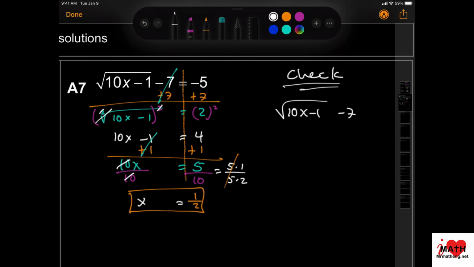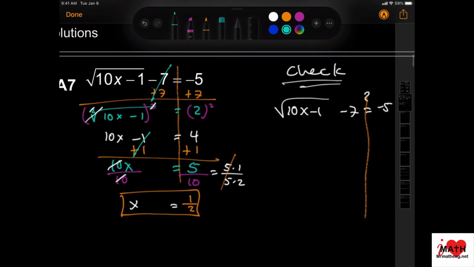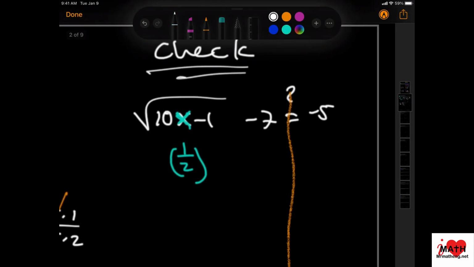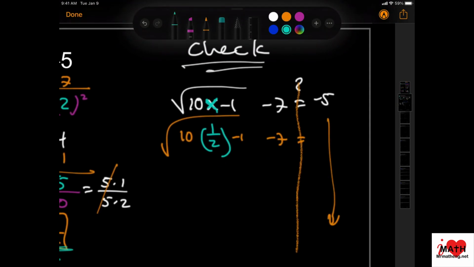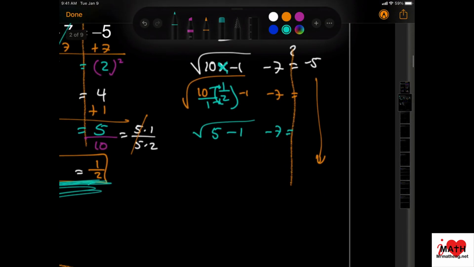10x minus 1 minus 7 equals -5. Let's see if this is the case. Remember, I want to isolate the radical sign, but also do substitution. So this x is equal to 1/2. Okay, don't get scared of fractions now. So I have 10 times 1/2 minus 1 minus 7 equals that -5. And to make 10 a fraction, you put 10 over 1. You can multiply across here. You get 10 over 2, which is 5. Or you can do something like 10 divided by 2 is 5. So 5 minus 1 is 4.